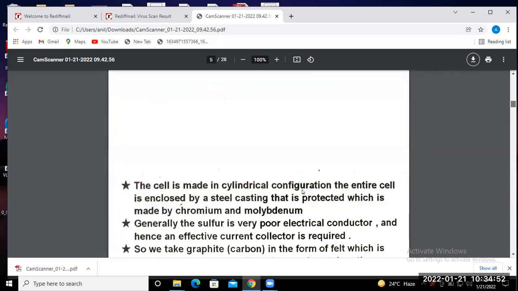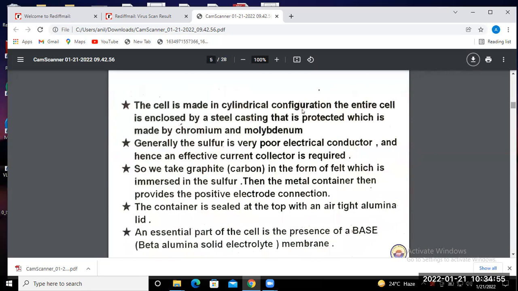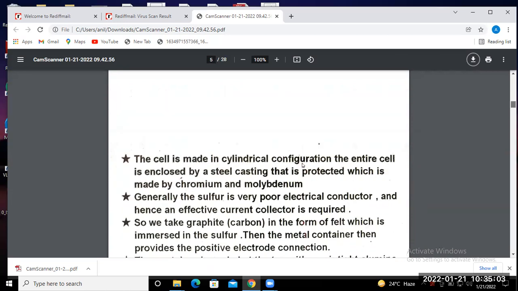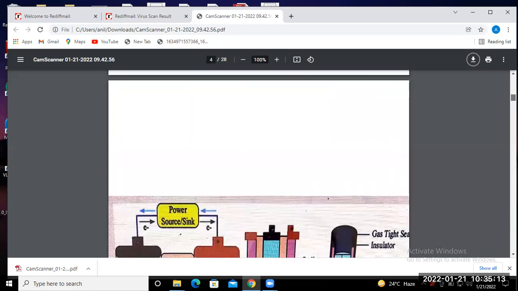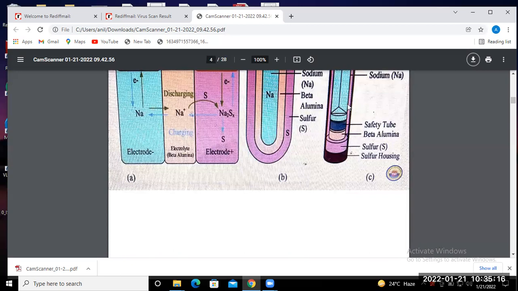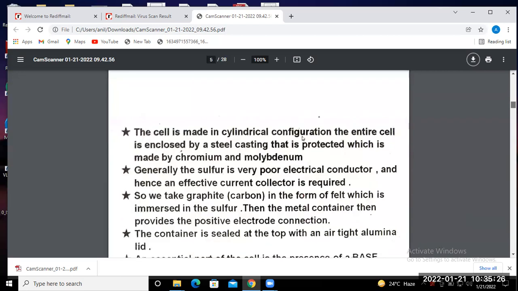And so this is the explanation of the structure of the sodium sulfur battery. That means how we can place it in the systematic diagram. The cell is made in cylindrical configuration. Whatever you find in the structure is nothing but a cylindrical structure. So you have to explain this one. This is your cylindrical structure where we have to put sodium and sulfur. Okay, and all the components required for the battery.